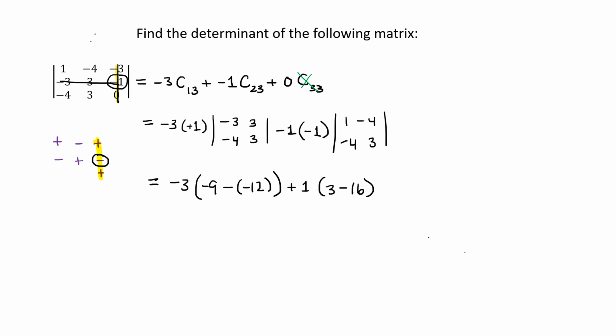We want to be really careful with these signs. It's easy to make a mistake. So we have -3 times -9 plus 12 is 3. And then we have 3 minus 16 is -13. All right, and now we've got -9 minus 13, or -22 as our determinant, and we're all done.